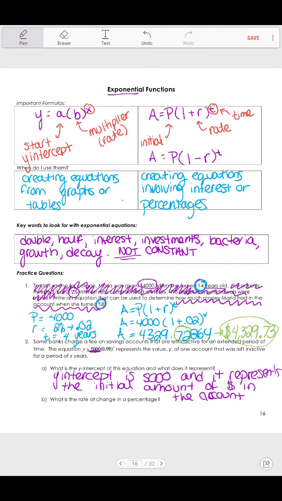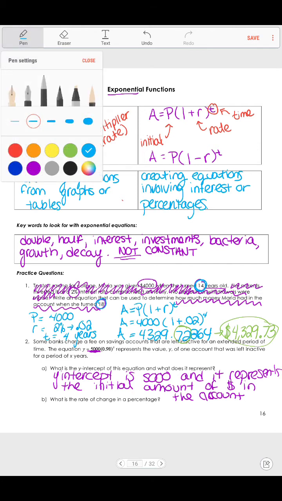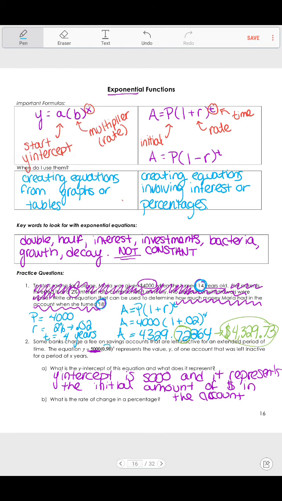Okay, the next one: what is the rate of change as a percentage? Whenever it talks about the rate of change, that's talking about this number here. So 0.98 is our rate, and if I multiply by 100 to get the percent, that's 98%.